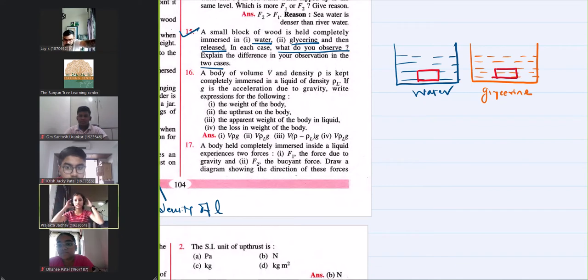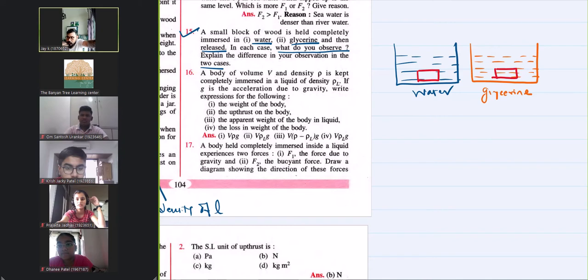Sir, maybe in glycerin it will float freely on the water surface. In both it will float, right? Because wood floats on water as well. Yes, sir. But then what is the difference in your observation as soon as you release this wooden block?